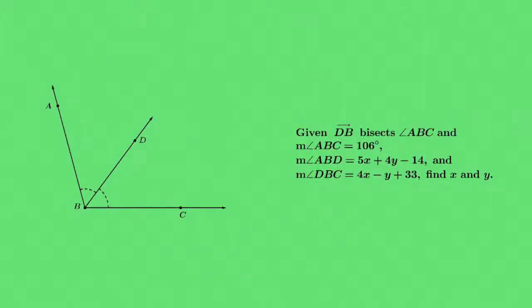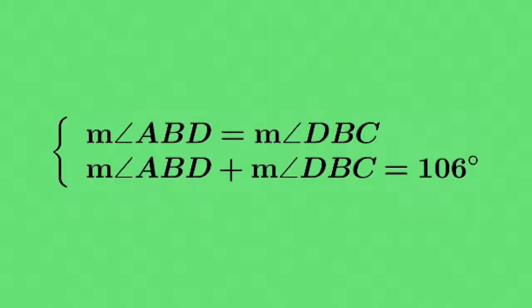Please take a moment to copy down this example, as we'll be working together on this example for the next couple of slides. First of all, we observe that because the angle is bisected, the measure of angle ABD must be equal to the measure of angle DBC. By the protractor postulate, adding up ABD and DBC must give us the whole angle, which is 106 degrees.